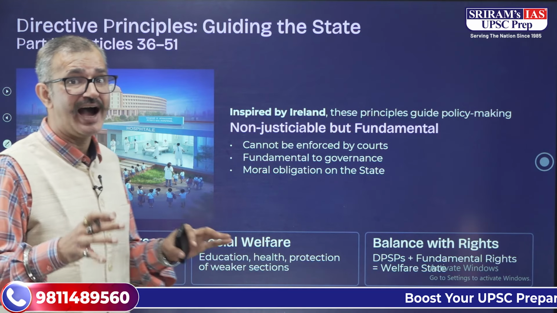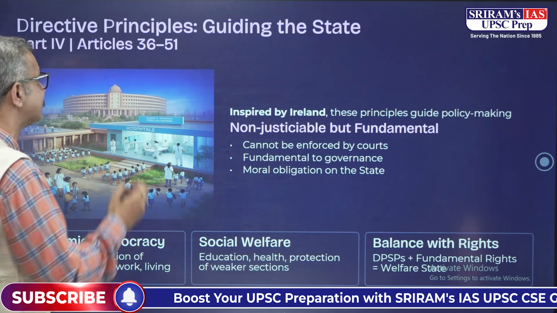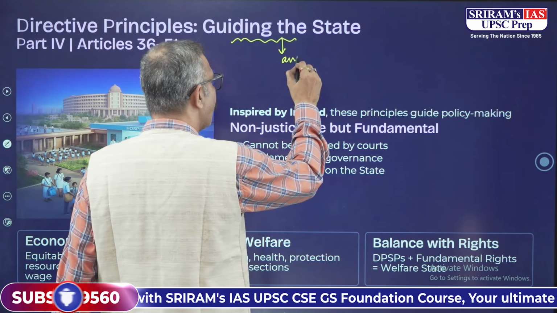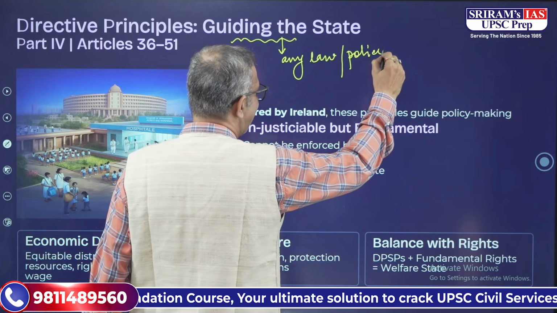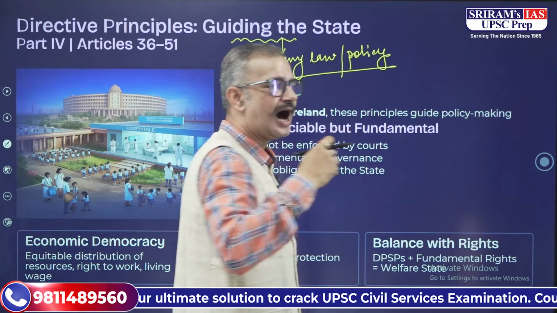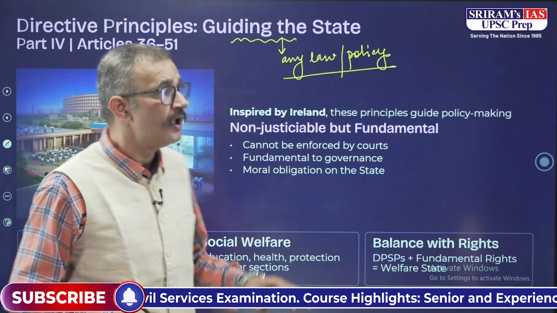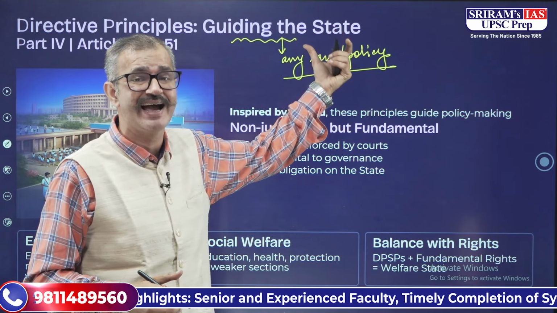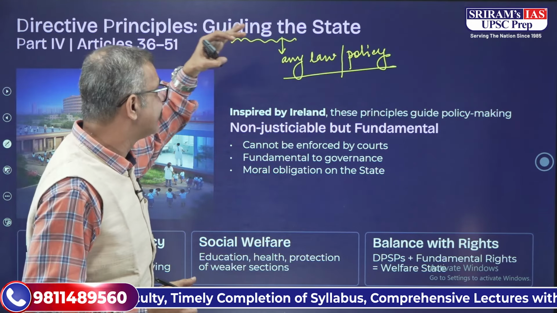Next, we have Part 4, that is the Directive Principles of State Policy, that guides the state whenever it is making any law or policy. Now, these are a guidance. They are not enforceable by law, and they are not justiciable. But they are a guiding principle for the state whenever it is designing any policy or making any law or act. And that is why they are very, very important.